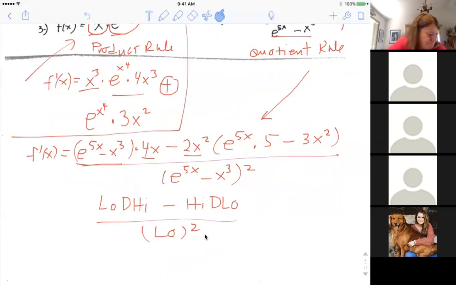And when we have those problems on the test, can we just leave them unsimplified? Yes. On the derivatives, I will say, unless there's something else you need to do with it, I'll just say, please do not simplify.